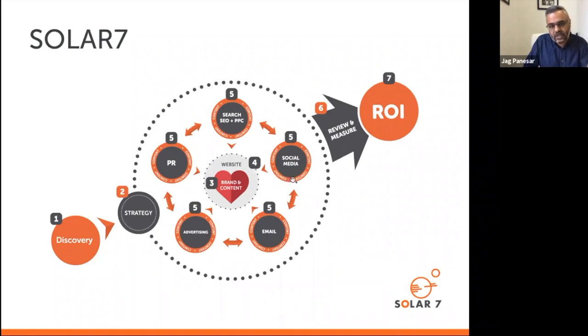So for example, you could be posting all day, every day on social media, but if you're not really saying anything of any value, if the content isn't good, it means absolutely nothing. So that's stage 5, the planet. Stage 6 is reviewing and measuring your activity and fine-tuning and tweaking it, and that's ultimately what will get you to return on investment.